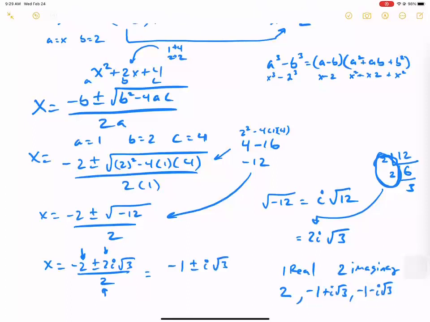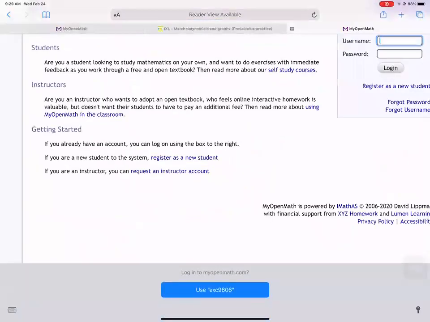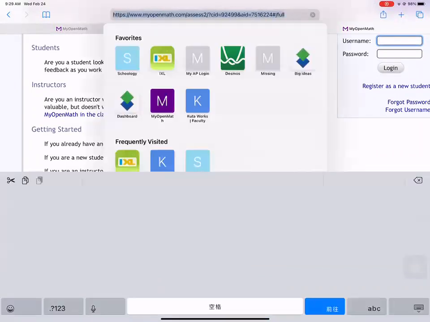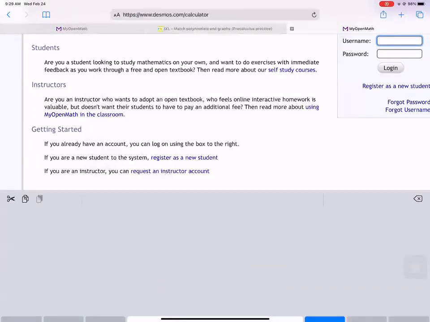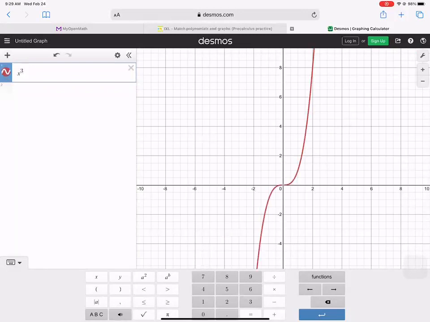Now, what does this graph actually look like? If you look at Desmos. The graph is simply x cubed minus 8. Did I write that correctly? x cubed minus 8.